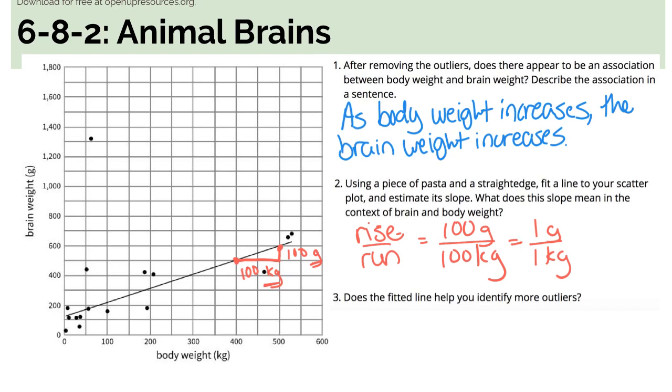Now, does this line help us identify any more outliers? Possibly. This one right there could be considered an outlier. Its coordinates are at about 50, 430. Now, according to our slope, we would predict that if the body weight was 50 kilograms, the brain weight would be 50 grams, but this is showing something very different. This is showing that if your body weight was 50 kilograms, the brain weight would be 430 grams, which is very different from our slope.